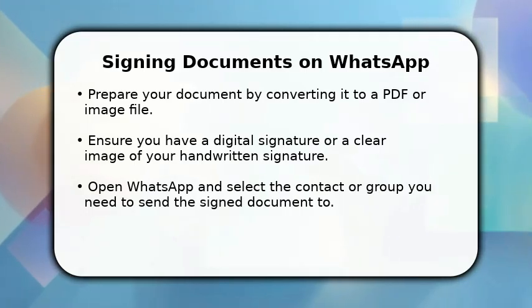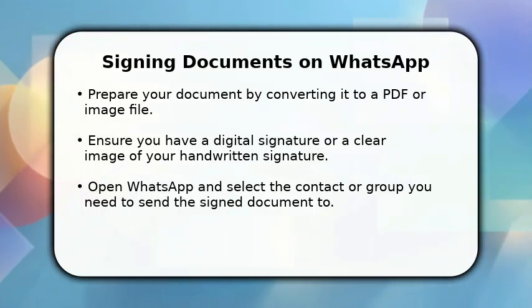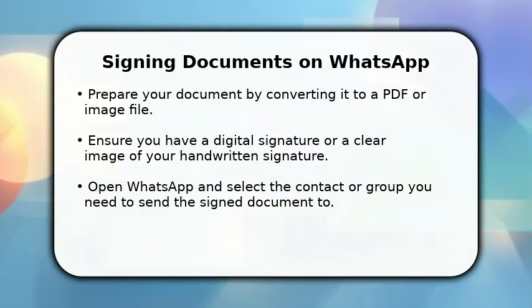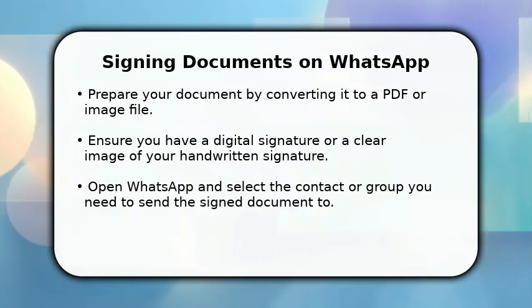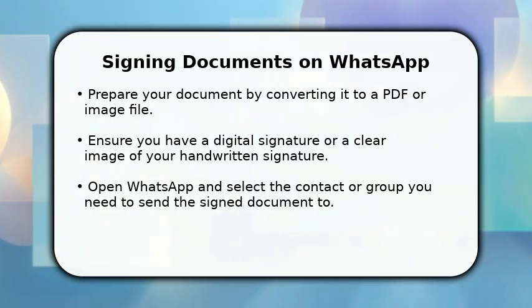In this video, I will explain how to sign documents on WhatsApp. First, make sure your document is ready, ideally as a PDF or an image file like a JPEG. You'll also need your signature prepared, either as a digital image or a clear photo of your handwritten one. This preparation step is crucial for a smooth process.